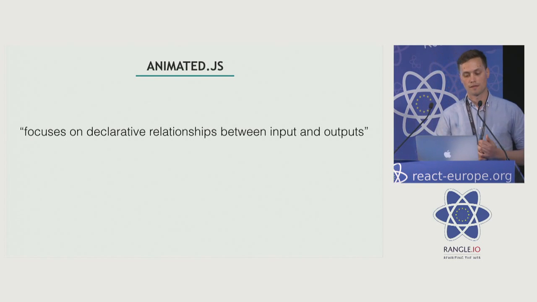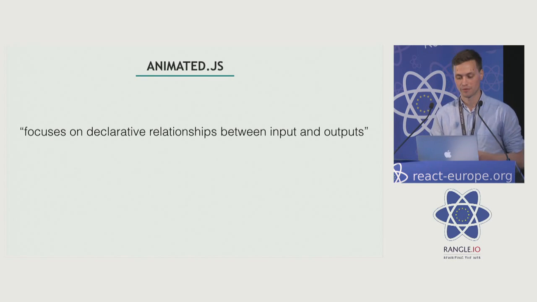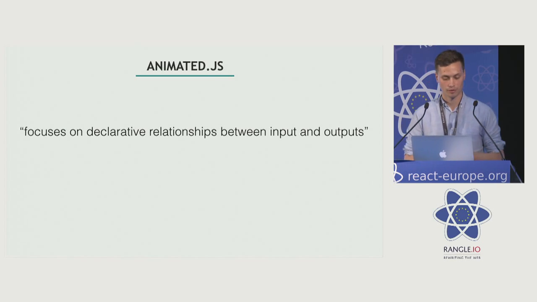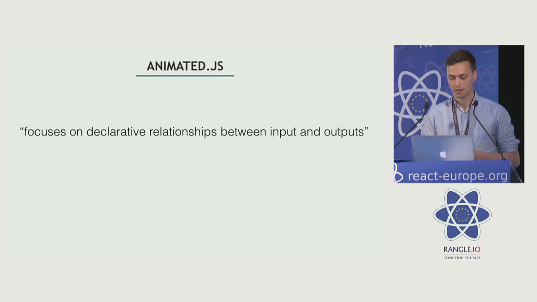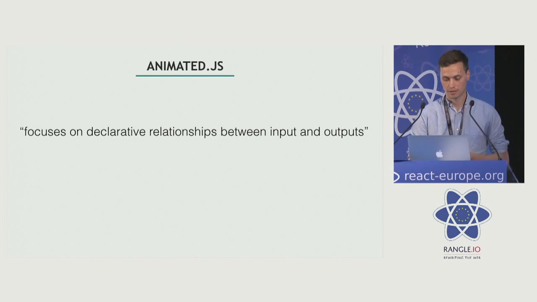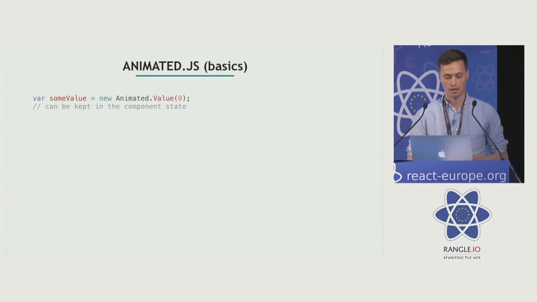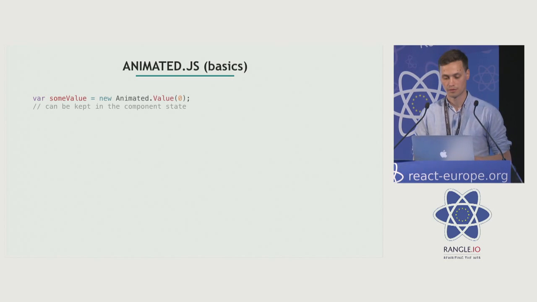Yeah. So the last method of doing animations in React Native is the Animated.js library. This is taken from the documentation. It focuses on declarative relationships between inputs and outputs. So what does it mean? I'm going to talk a little bit about it later. So let's now focus on the API, as I don't think everyone is familiar with it. There was a great presentation last year from Spencer. He was also describing the API of that library.